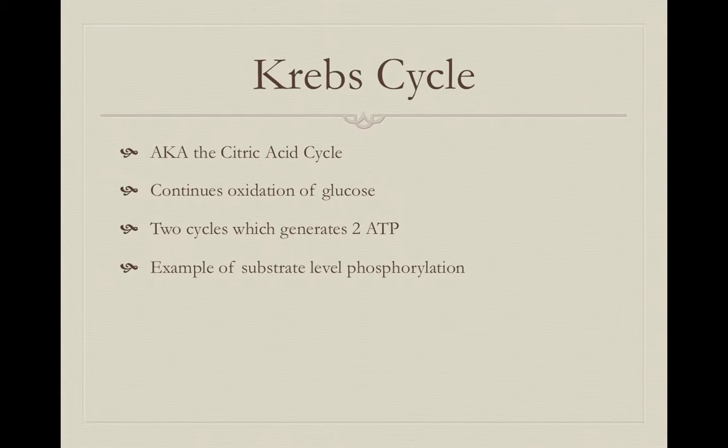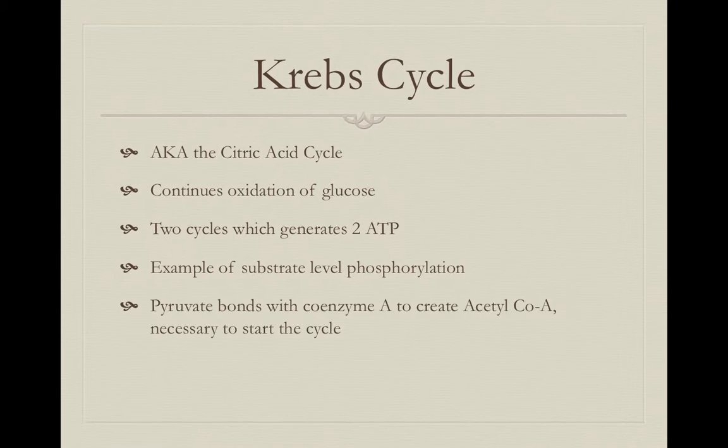The Krebs cycle is also known as the citric acid cycle, so you may see it written both ways. The Krebs cycle continues the oxidation of glucose. Now, there are 2 cycles in the Krebs cycle, so it goes once and twice. And each cycle generates 1 ATP, therefore the 2 cycles generate 2 ATP. And the Krebs cycle is an example of substrate-level phosphorylation, as well as glycolysis.